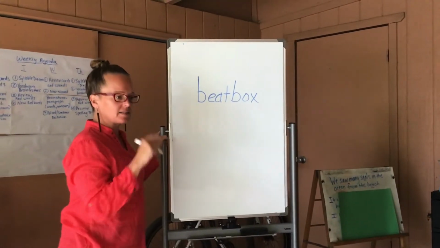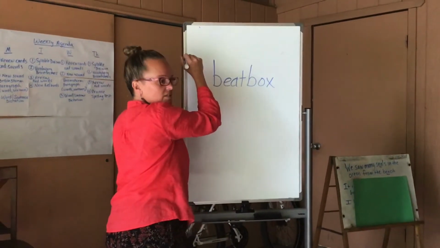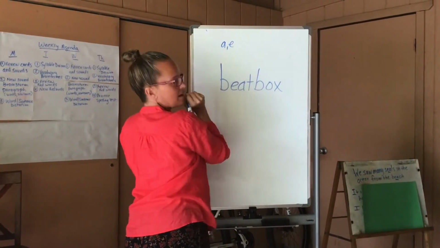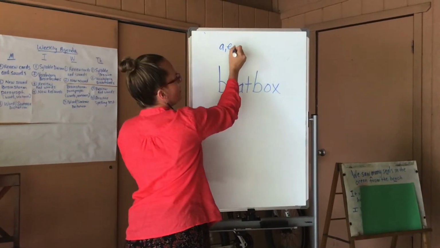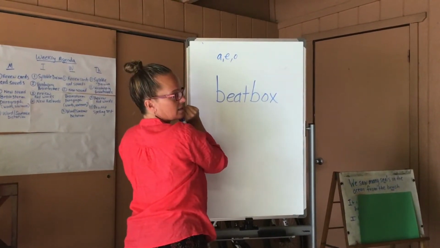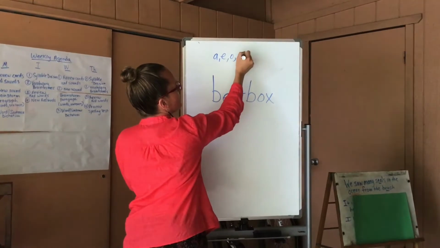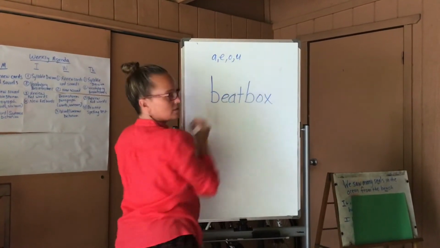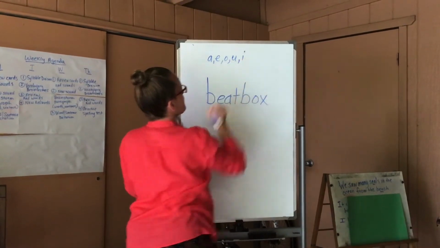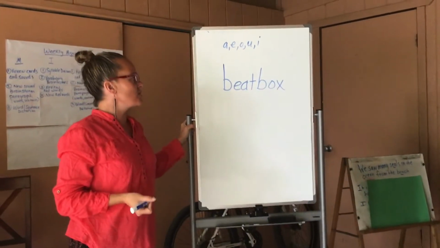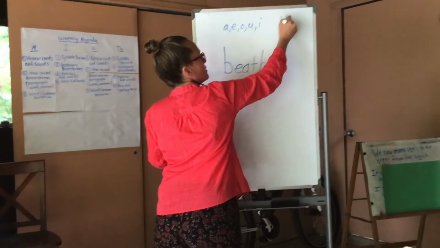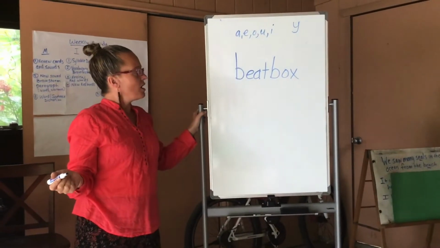What are the vowels, Max? Can you give me examples? E, A, E, O, U, and I. Okay, sometimes Y. So we're looking for those, and we also have sometimes Y, yeah? I'll put it over here.